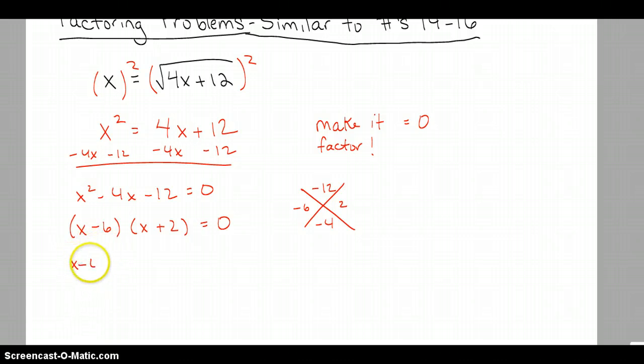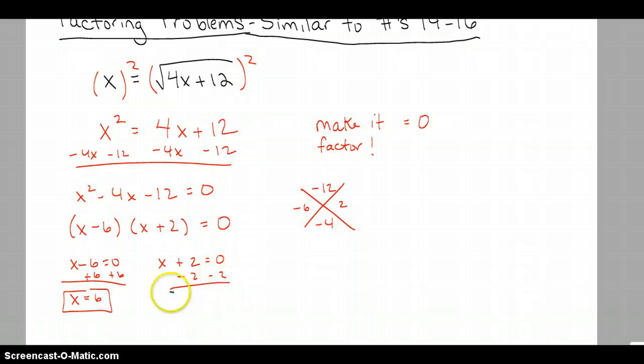So you're going to set x minus 6 equal to 0, and you're going to set x plus 2 equal to 0. When you solve for x in the first one, you're going to get x equals 6. When you solve for x in the other one, you're going to get x equals negative 2.